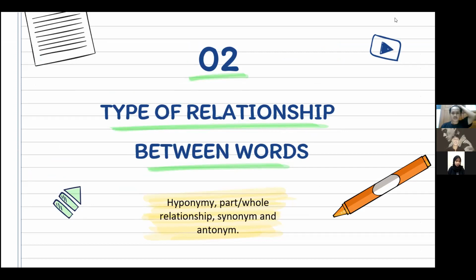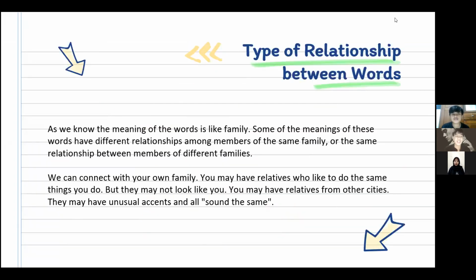So the next material is about types of relationship between words. In this section, I will deliver about hyponymy, part or whole relationship, synonym, and antonym. So let's go. Types of relationship between words. After we listen to Nisa's explanation, we can know that language is really rich.